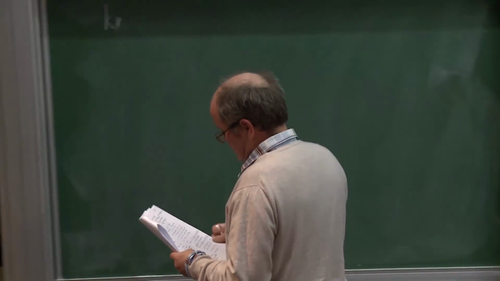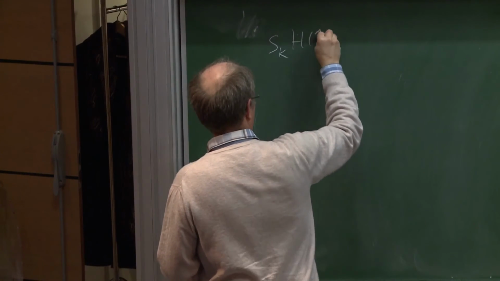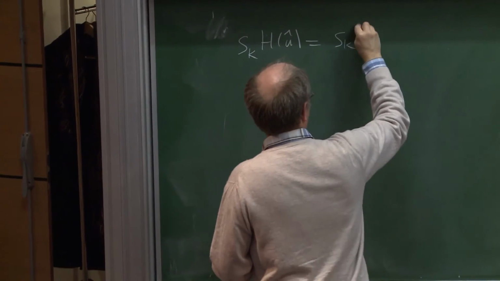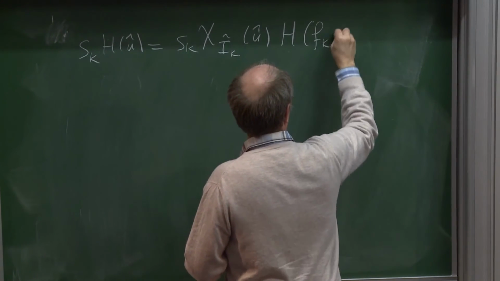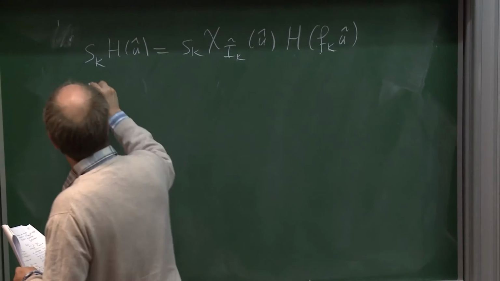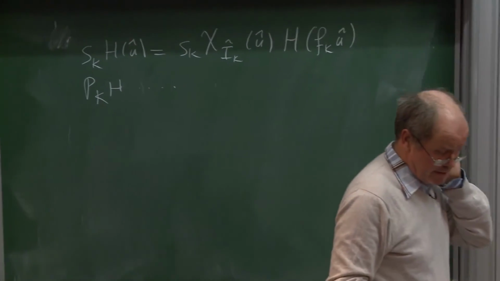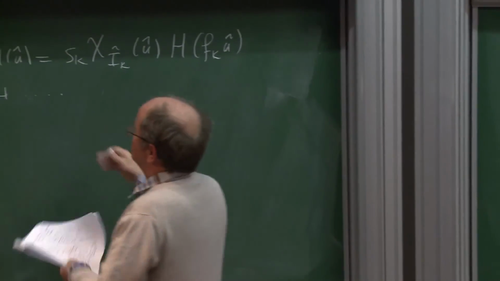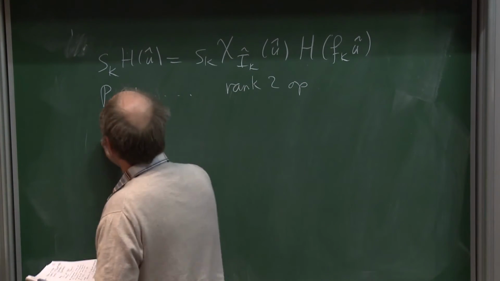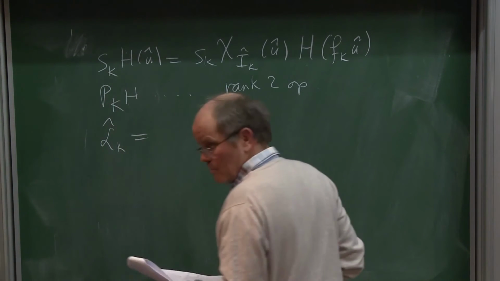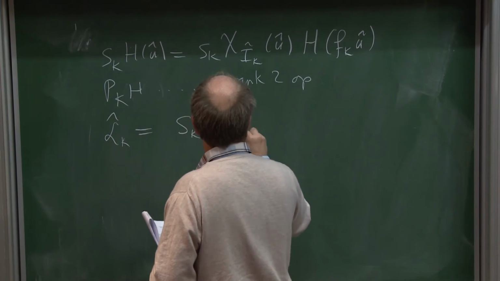So let me just say that sk h of u hat I define to be sk chi hat h of fk u hat. And pk, well, I'll perhaps omit the precise forms, but it's involving the correction terms there. It is defined, will be a rank 2 operator. And then finally the lk hat, which corresponds to how the lk acts in my dual space, is simply given by sk minus pk sk.